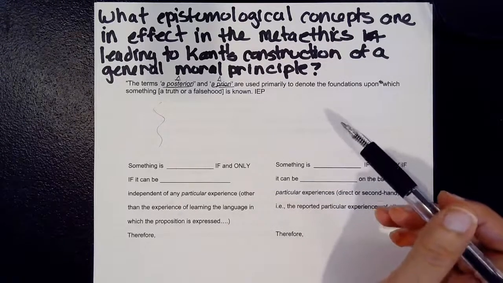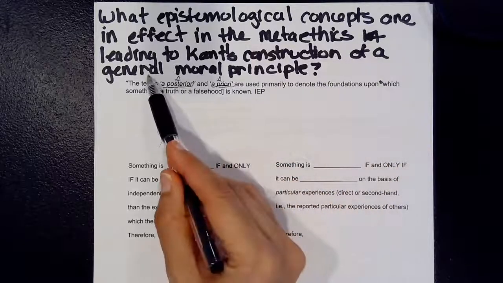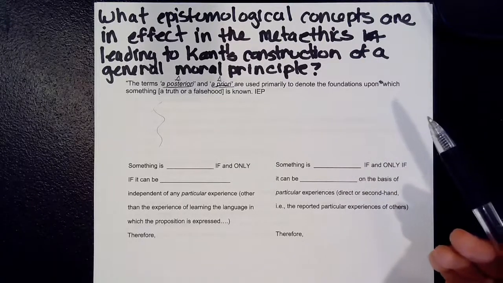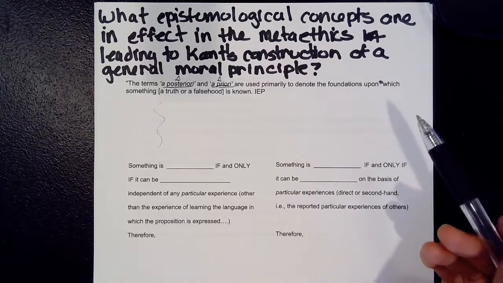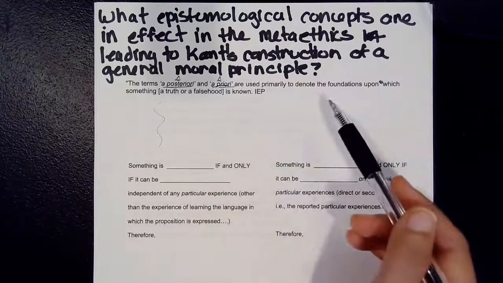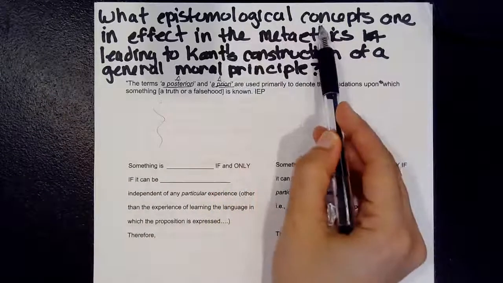You will see that I continue to use the word meta-ethics and the words general moral principle. We have already looked at some major metaphysical presuppositions in Kant's theory en route to his general moral principle. And now we're going to focus on some epistemological presuppositions.